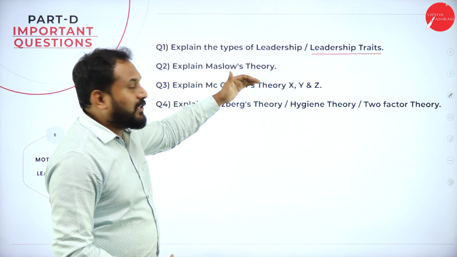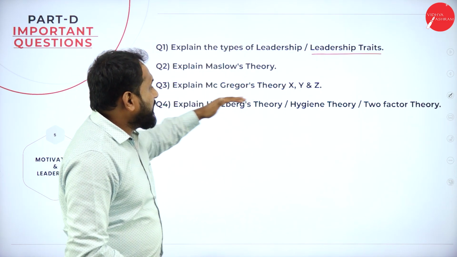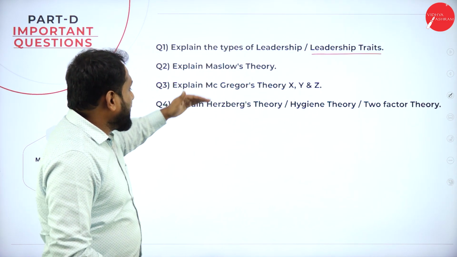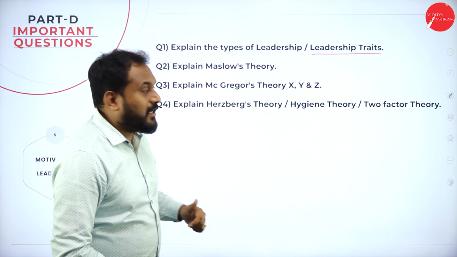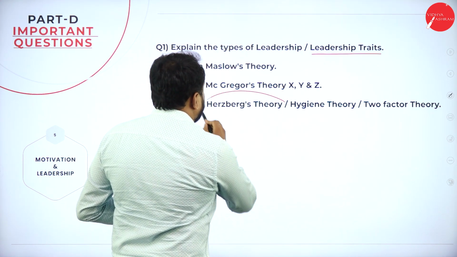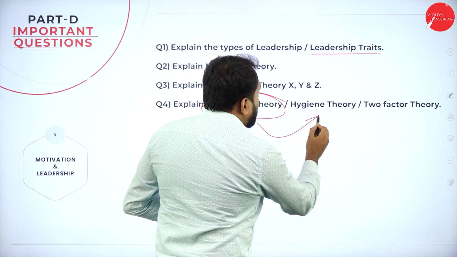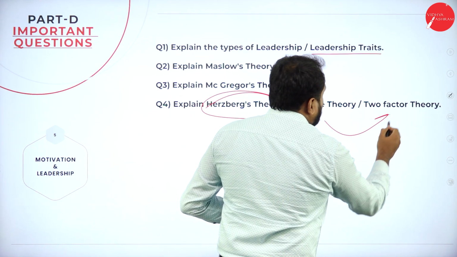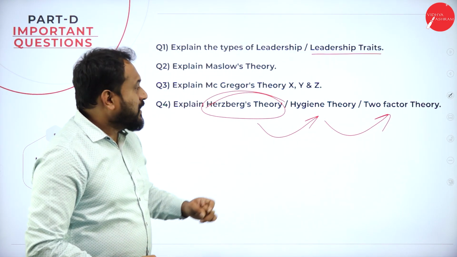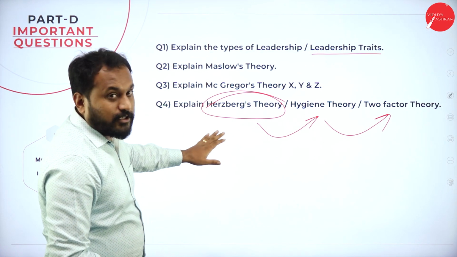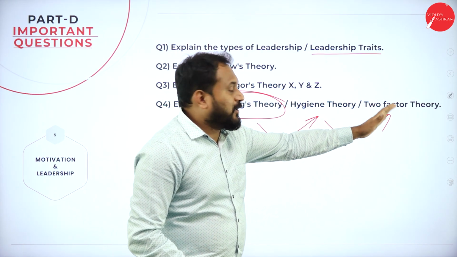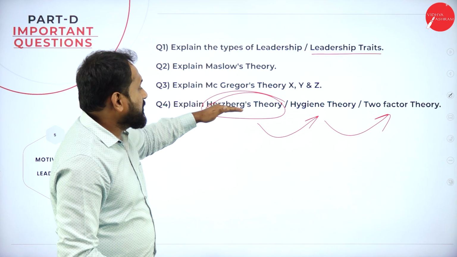Next is Maslow's theory, then you have McGregor's theory X and Y, Z, and then you have explain Herzberg's theory. Now understand this word. Herzberg's theory is also called the hygiene theory. It is also called the 2-factor theory. Supposing you have studied all the 4, but you don't know what is hygiene theory and 2-factor theory. You have studied only Herzberg's theory.